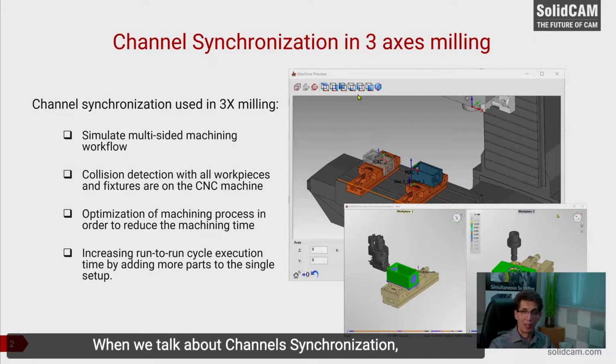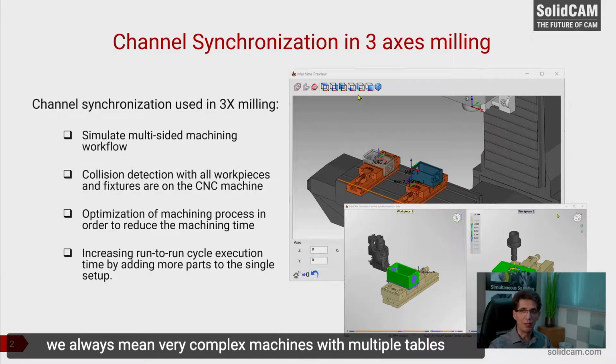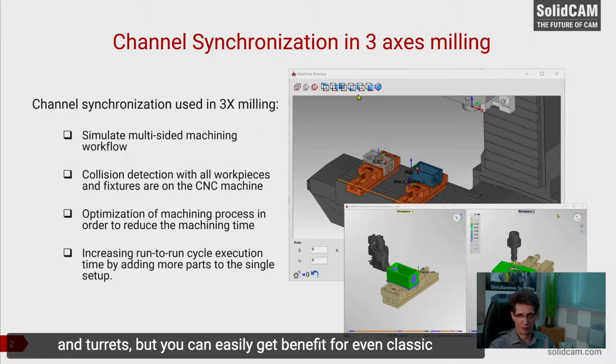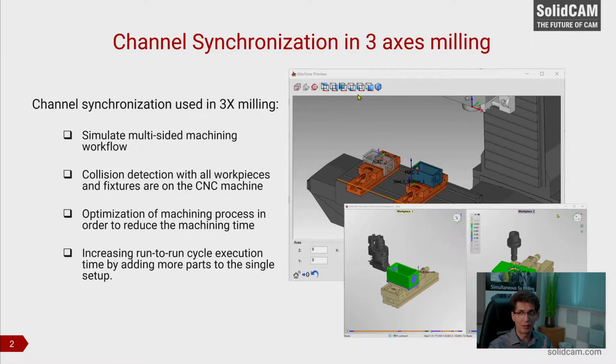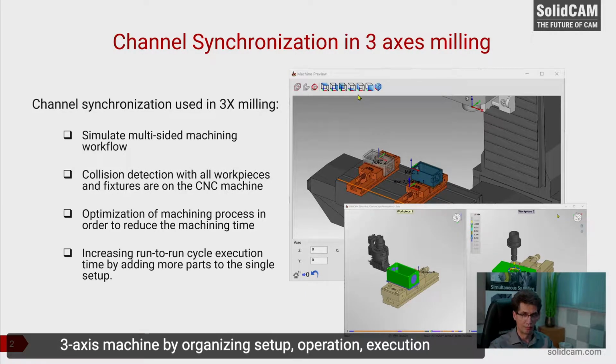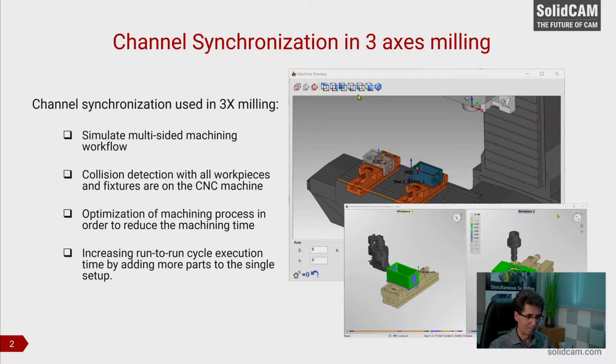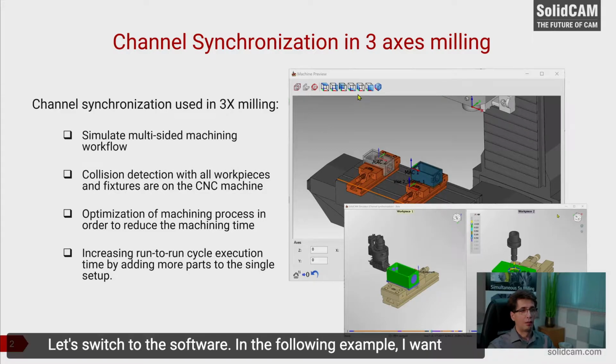When we're talking about channel synchronization, we always mean very complex machines with multiple tables and tasks. But you can easily benefit even on a classic 3-axis machine by organizing your setup, operation execution order, and precise collision detection for all machine elements. Let's switch to the software.